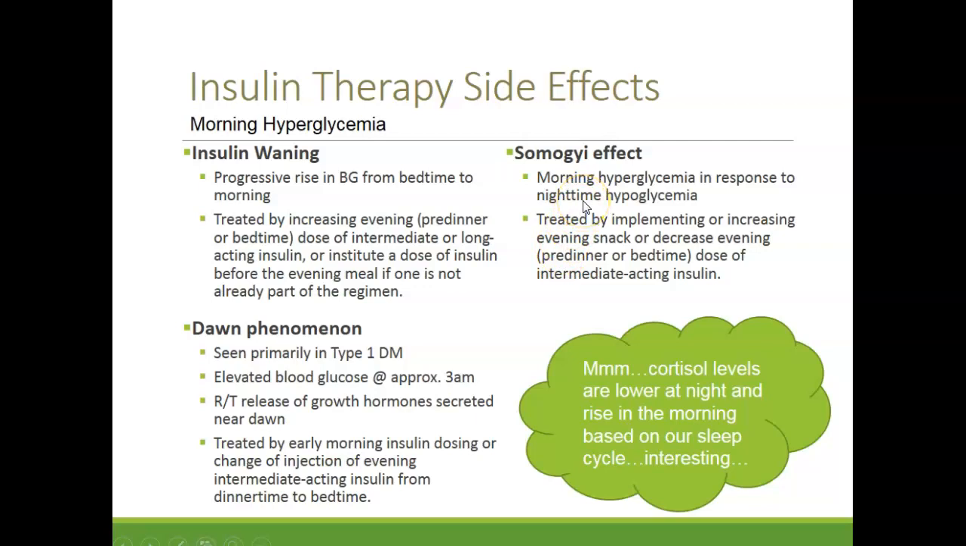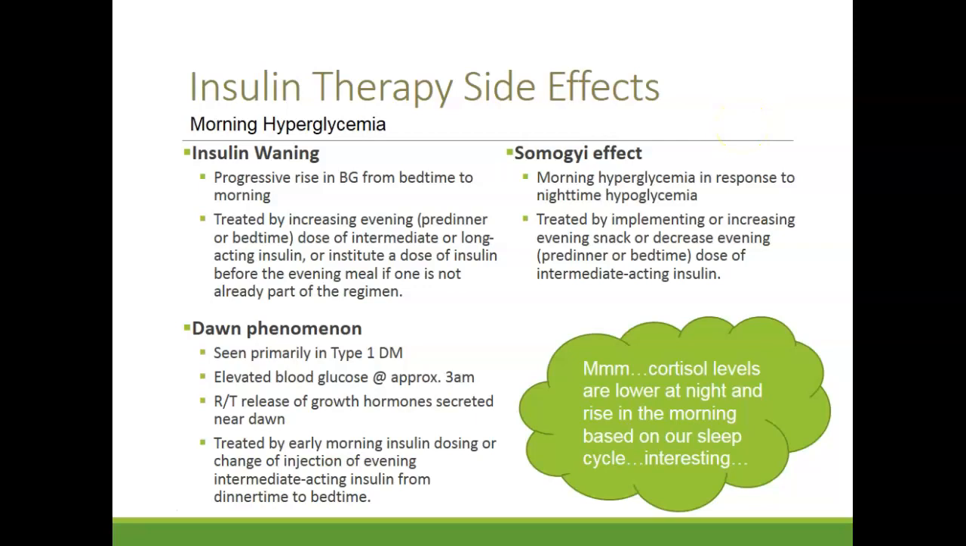Somogyi effect, this is morning hyperglycemia in response to nighttime hypoglycemia. I'll see this sometimes, another term a lot of doctors may call this is just rebound effect. This is, again, where the body just kind of responds to having a low. It's usually treated by evening snack or decreasing the amount of insulin at night.